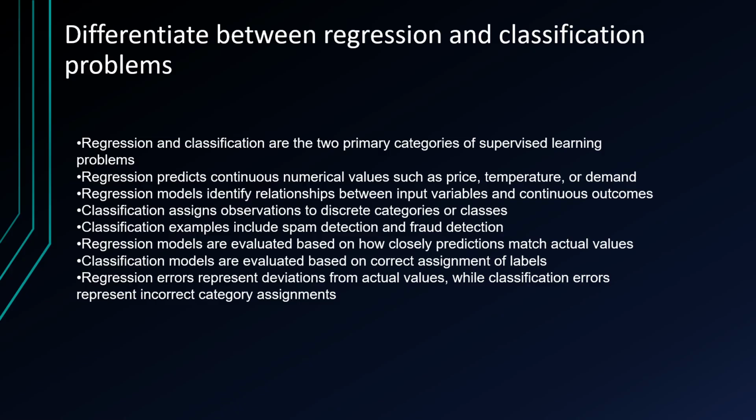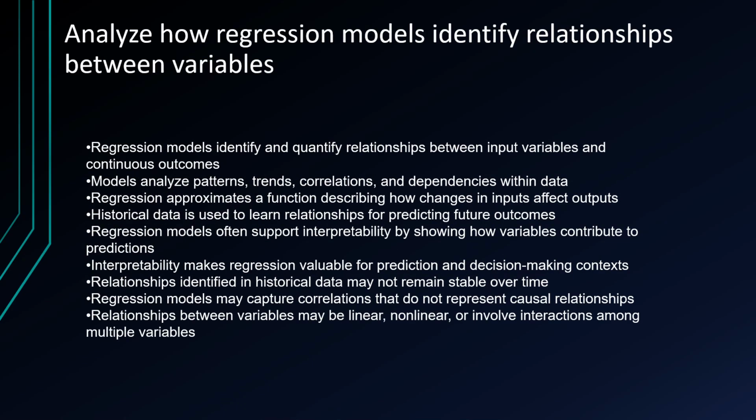Although regression and classification differ in their outputs and evaluation methods, they share a common foundation within supervised learning. Both depend on labeled training data, both attempt to learn patterns from historical examples, and both seek to generalize those patterns to future observations. Choosing between regression and classification depends entirely on the nature of the prediction problem being solved. We will now focus specifically on regression models and analyze how they identify relationships between variables.